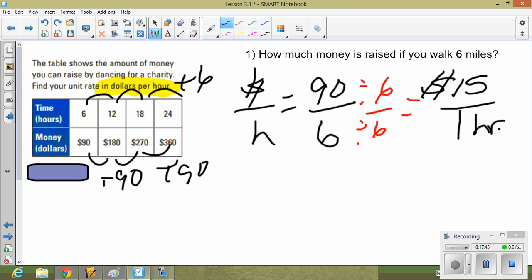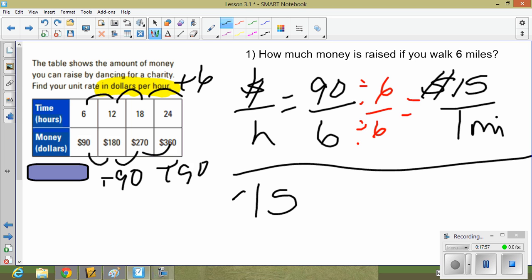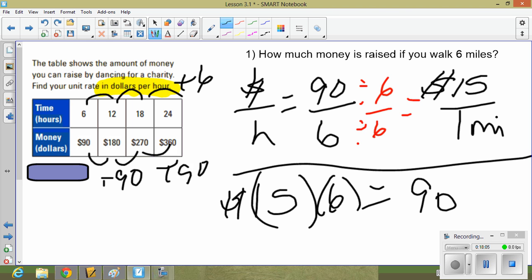All right, so question number 1 is how much money is raised if you walk 6 miles? Oh, I'm sorry, this is not hours. This is per 1 mile. So if I earn $15 for 1 mile, I can simply take $15 and multiply that by 6. And if you can't do that in your head, use your calculator. And that means you earn $90 for 6 miles.